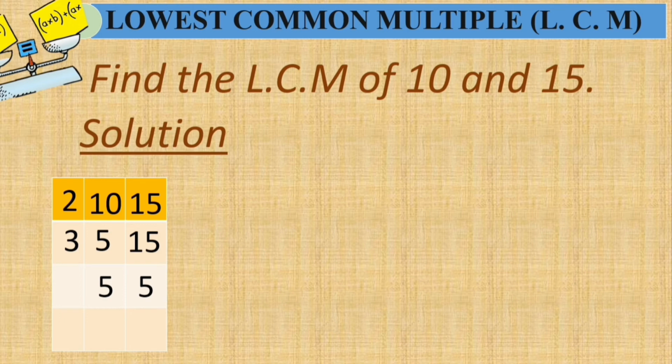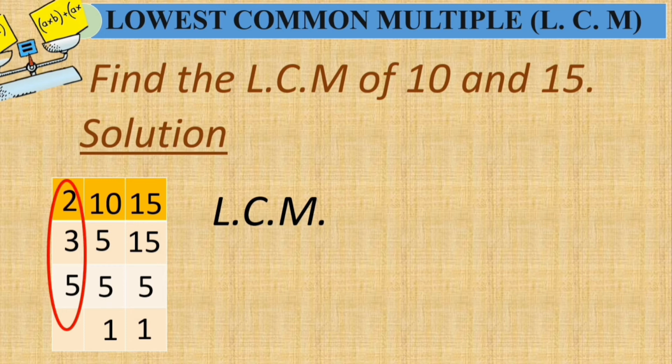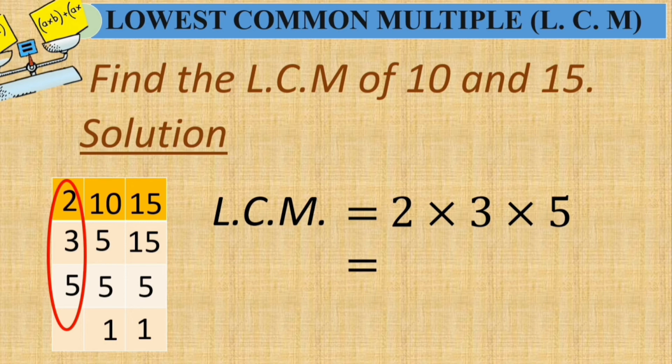We move to 4. Can 4 divide 5 with no remainder? Of course not. Next, 5 can divide 5 with no remainder. 5 into 5 is 1, and 5 into 5 is 1. Hence, we can say that the LCM of 10 and 15 is the product of the multiples. So, the LCM is equal to 2 times 3 times 5. 2 times 3 is 6, and 6 times 5 is 30. Hence, the answer is 30.